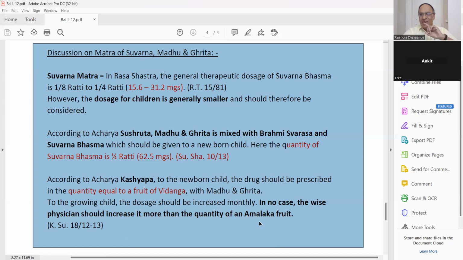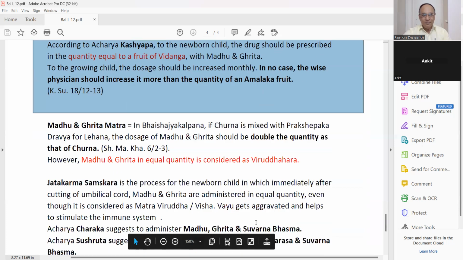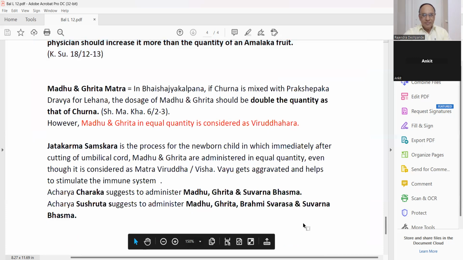So these are very interesting terms used by Kashyapa. Next. Madhu and Ghrita Matra.